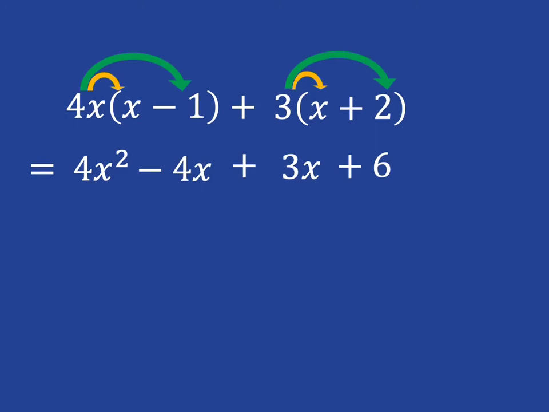Now we're in a position where we just are adding and subtracting terms, and in algebra when we're just adding and subtracting we need to look for like terms. So the like terms here are minus 4x and plus 3x because those terms just have an x in them. The x squared term doesn't have a like term to go with because there's no other x squared term, and the number 6 doesn't have a like term to go with because there's no other plain number. So when we simplify, the 4x squared is going to stay there. Then minus 4x plus 3x is minus x, and then the plus 6 is just going to stay there.